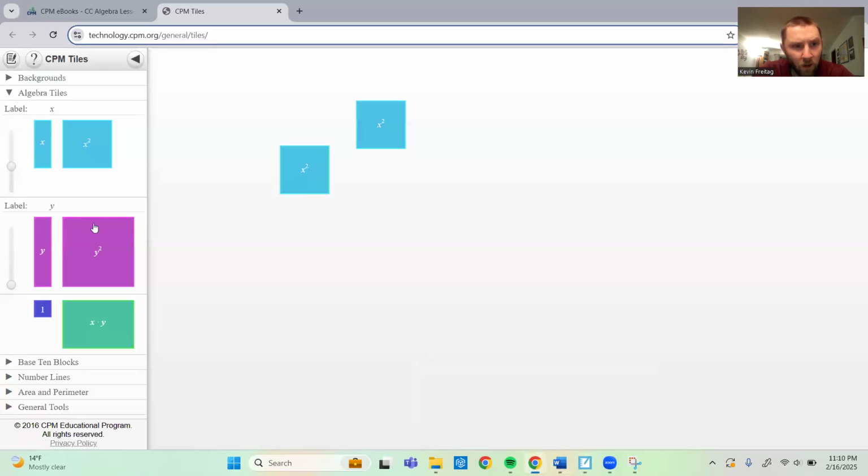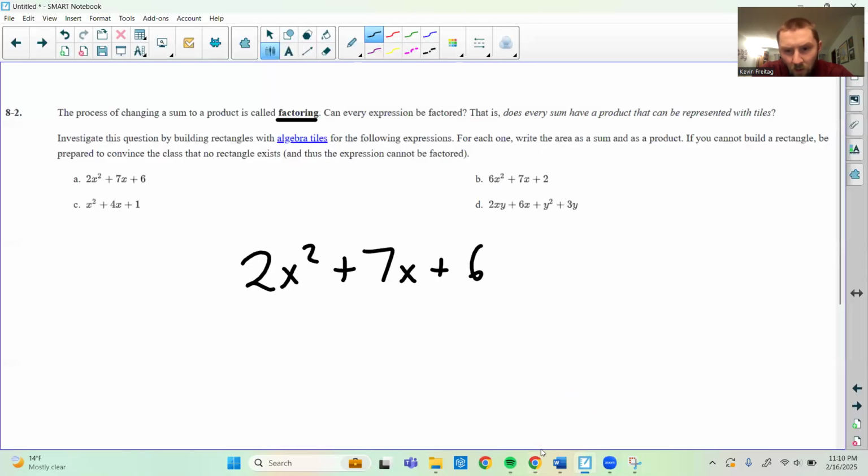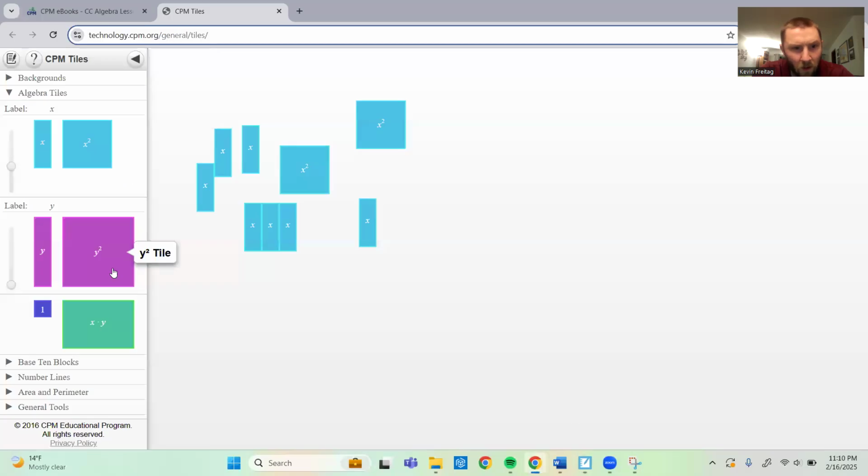So I have 2 x squareds, and now I want 7 x's. 1, 2, 3, 4, 5, 6, 7. And then I need 6 individual pieces. So I'll go back to here, and I'll get these unit tiles. 1, 2, 3, 4, 5, 6.